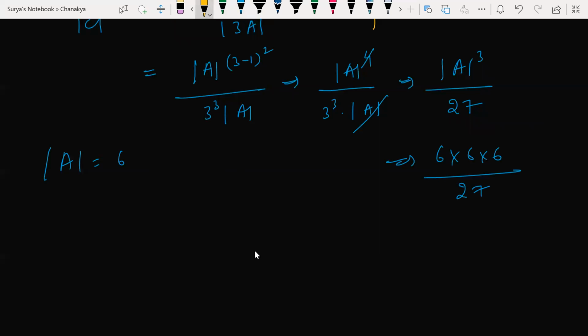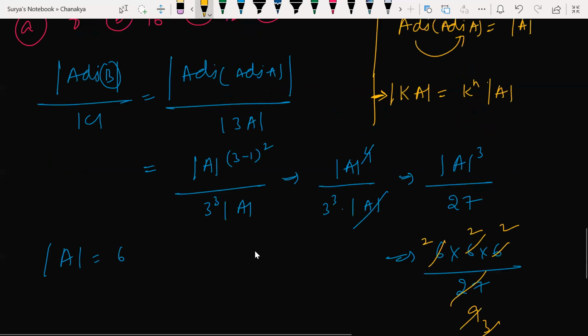So 3 2s are 6, 3 9s are 27. So 3 3s, 3 2s again. 3 1s, 3 2s. 2 cubed, 8 is the answer. 8 is the answer, which is option A, correct.